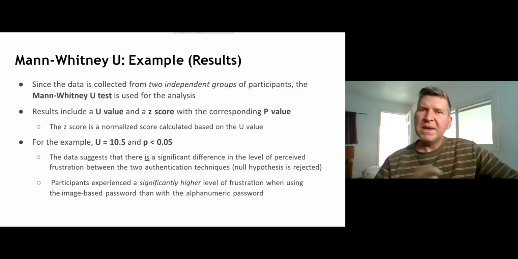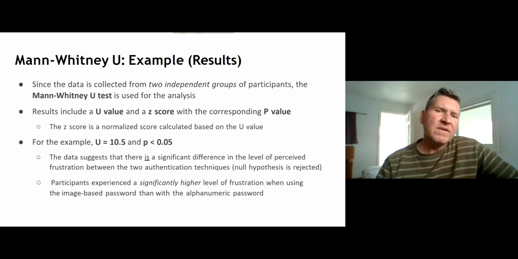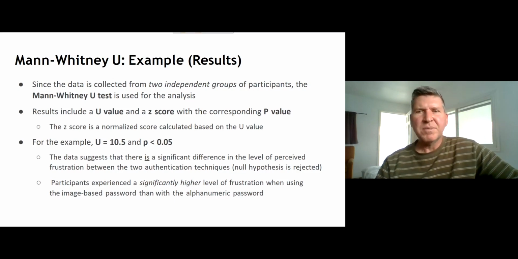Since we got two independent groups of participants, we use the Mann-Whitney U-test. And the results include what we call a U-value, and then we have a Z-score. And with this, we get a corresponding p-value. The Z-score is a normalized score calculated based on that U-value.